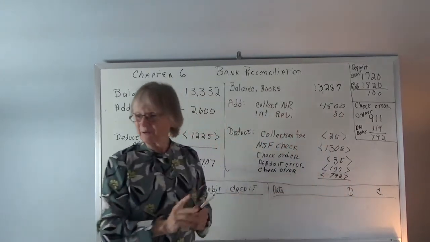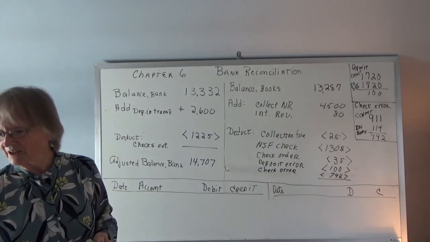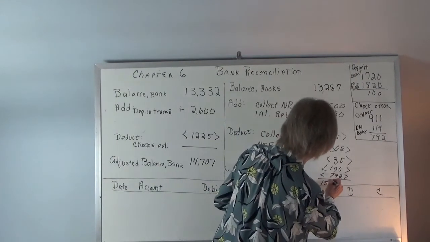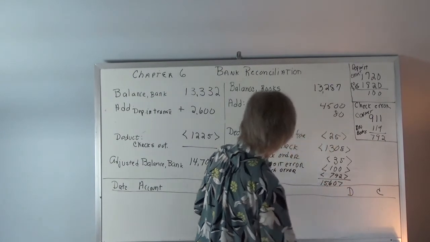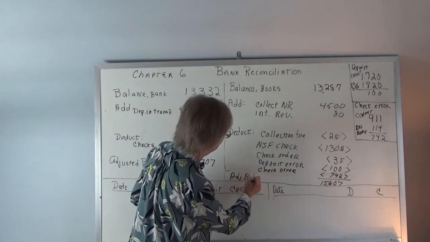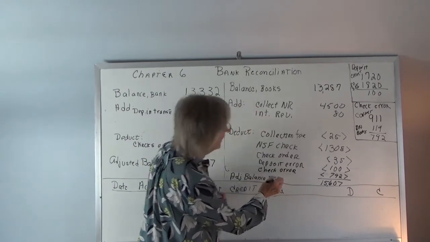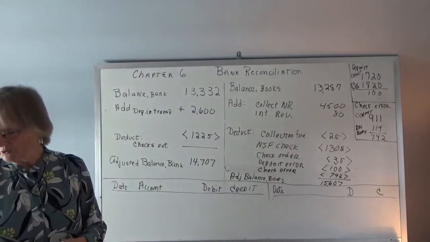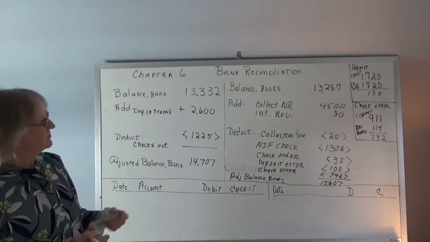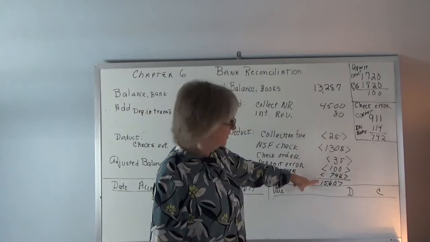Okay, so now when we go back and re-add everything, I think you will find that we do come out at an adjusted balance of 15,607. Okay, so here's our new adjusted balance for the books. Now we've got the bank reconciled properly, but we now have to do the journal entries to tell the books about this and all of these items.